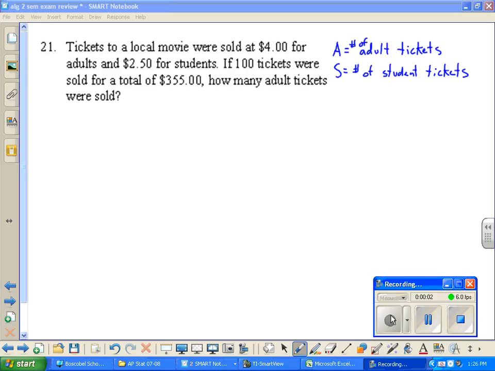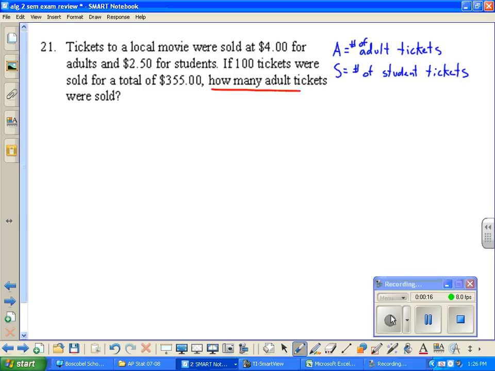Another word problem here. Tickets to a local movie were sold at $4 for adults and $2.50 for students. If 100 tickets were sold for a total of $355, how many adult tickets were sold? So what we're trying to figure out is the number of adult tickets.